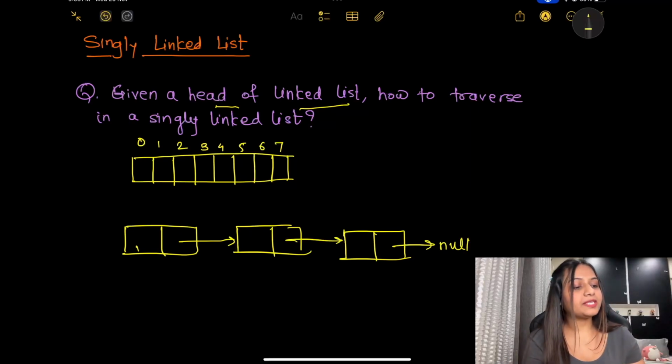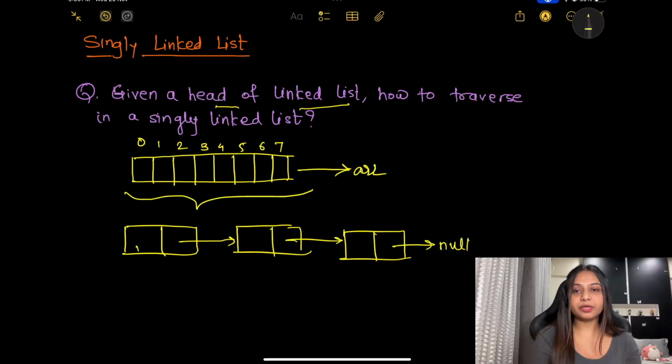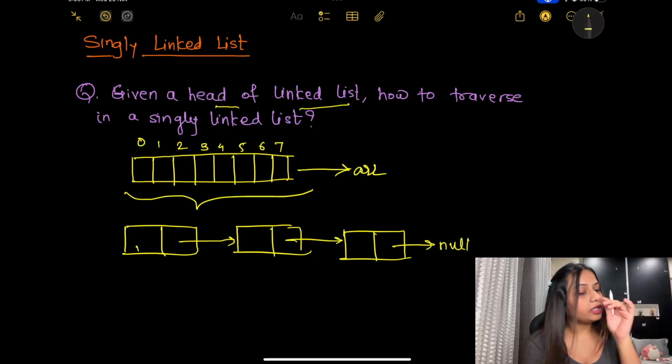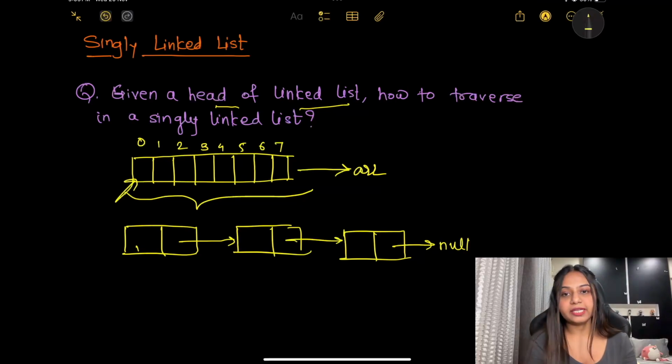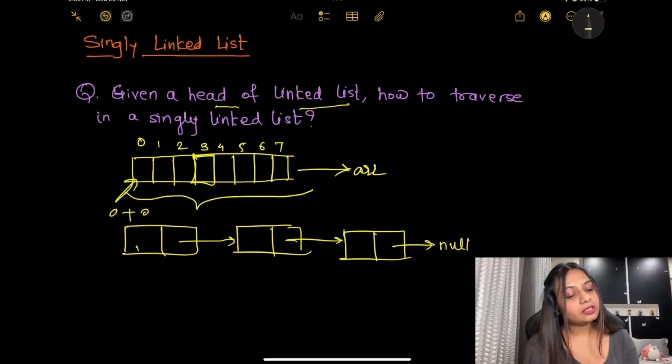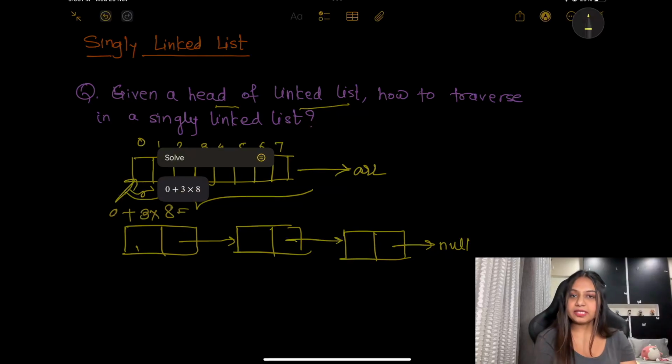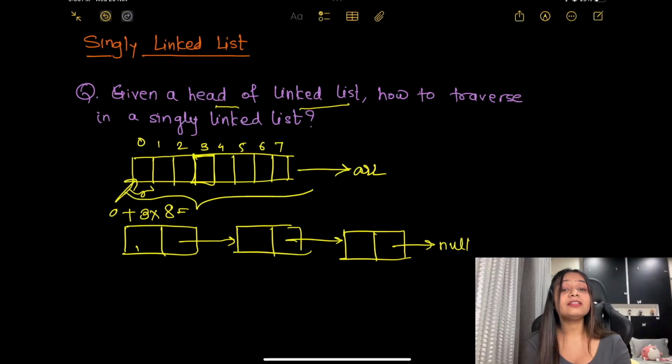Usually, how do you represent an array? This is how you represent an array in memory. It has contiguous memory locations, right? And how do you calculate the index in an array? You know the base address of the zeroth element, and if you want to access the third element, then you take the base address plus 3 times the size of the int. In Java, it's 8. So this is how you can get the address of an element in an array.